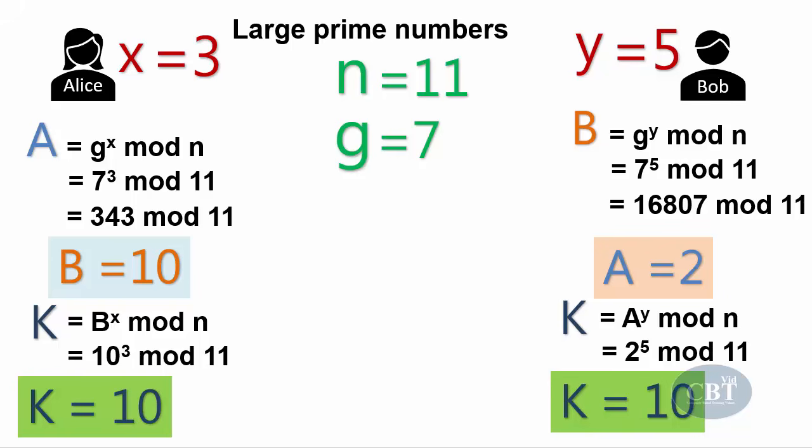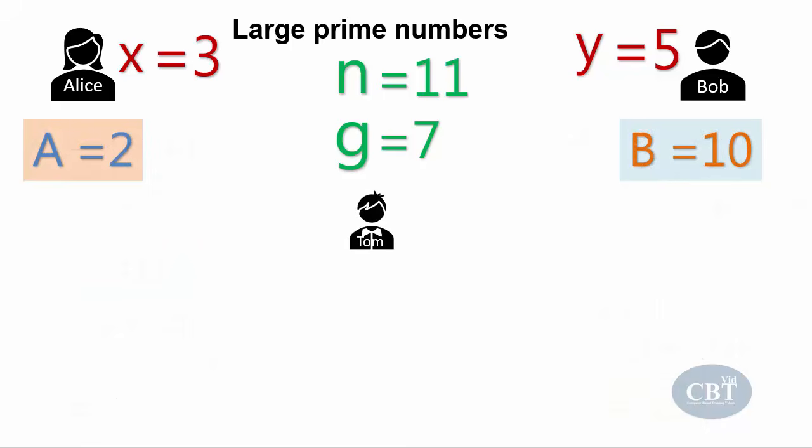Now they have a key, nobody knows about that key, and the key is exactly the same for both of them. Now you may ask, how is this possible? N and G, everybody knew about them, and later B and A were also exchanged over an insecure channel. So what if someone like Tom knows about these values? Can he use these values and calculate a key for himself, and that key is similar to Alice and Bob's?